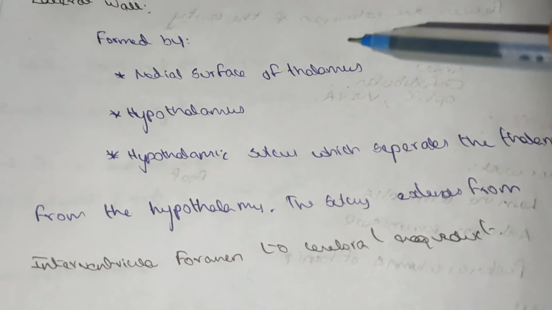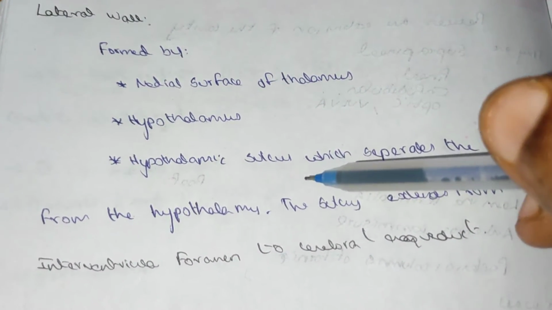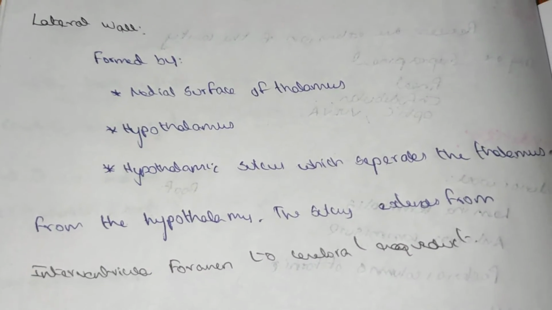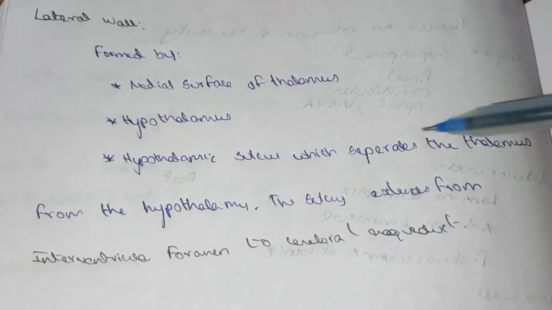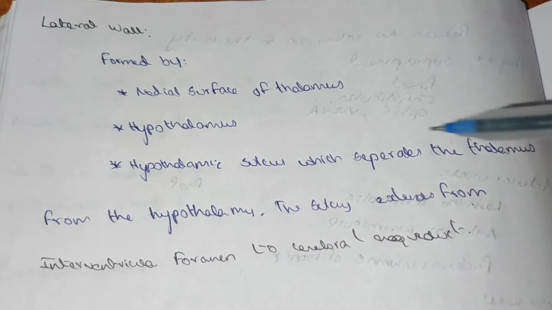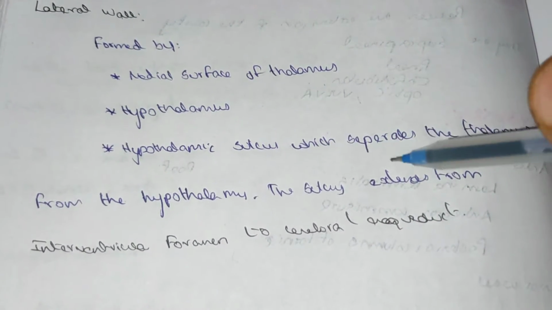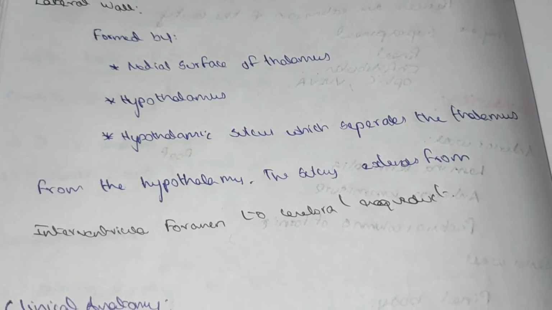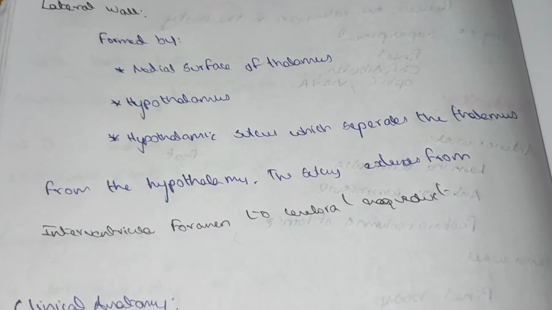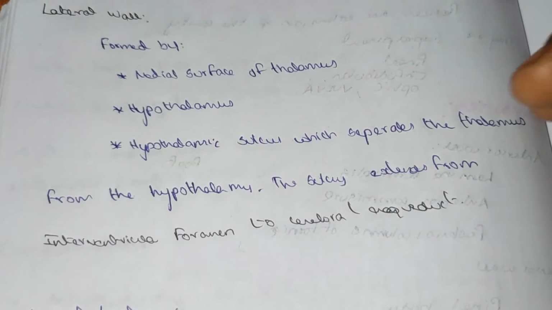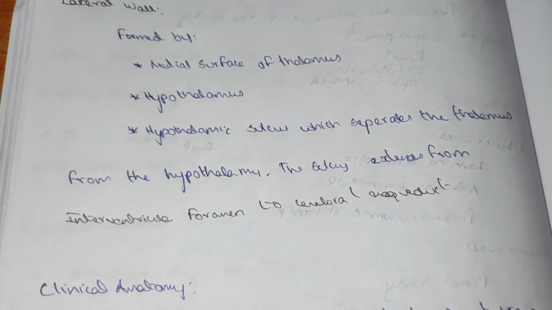Now the lateral wall is formed by the medial surface of the thalamus and hypothalamus, as well as the hypothalamic sulcus, which separates the thalamus from the hypothalamus. The sulcus extends from the interventricular foramen, which communicates with the lateral ventricle and is otherwise known as the foramen of Monro, to the cerebral aqueduct, where the third ventricle communicates with the fourth ventricle.